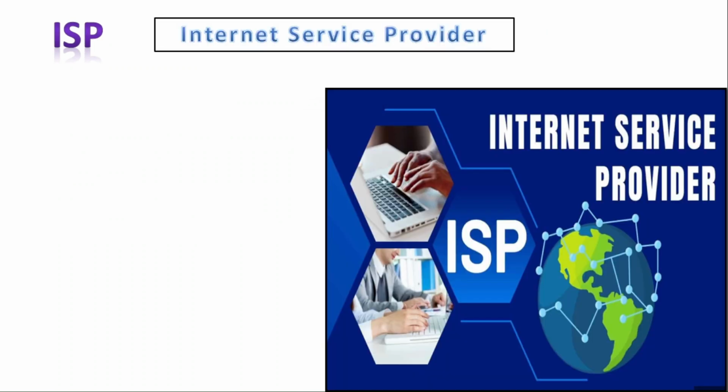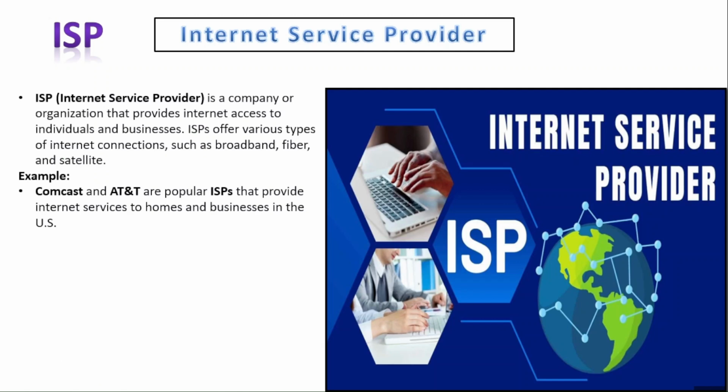ISP, that is Internet Service Provider. So ISP is a company or organization that provides internet access to individuals and businesses. ISPs offer various types of internet connections such as broadband, fiber, and satellite. Example: Comcast and AT&T are popular ISPs that provide internet services to homes and businesses in the US.